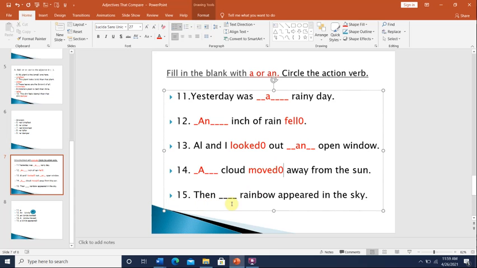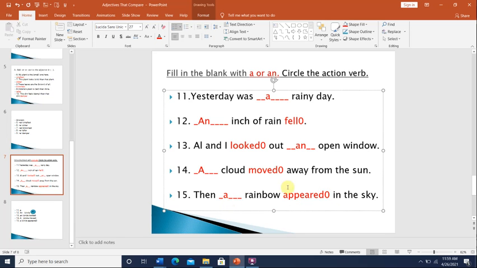Okay, then blank rainbow appeared in the sky. Rainbow begins with R, so then a rainbow appeared in the sky. Okay, and why? Because rainbow begins with R, and the verb is appeared. Appeared means to come out or to see. So appeared is the action verb, and we will circle appeared.